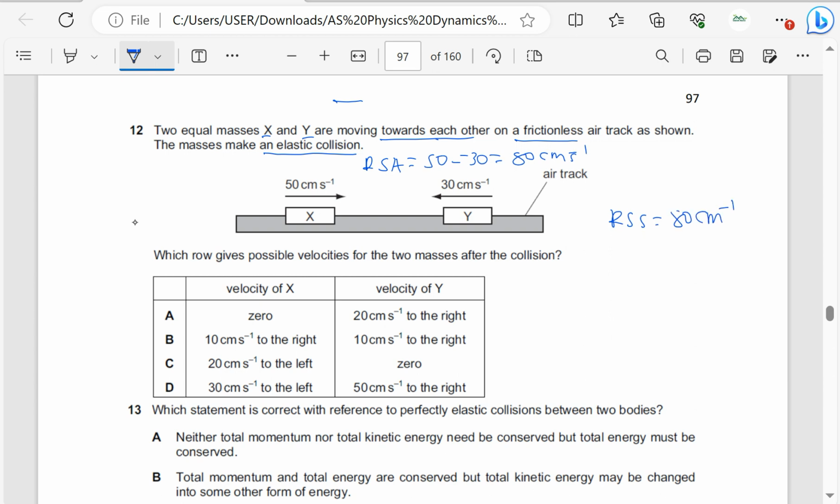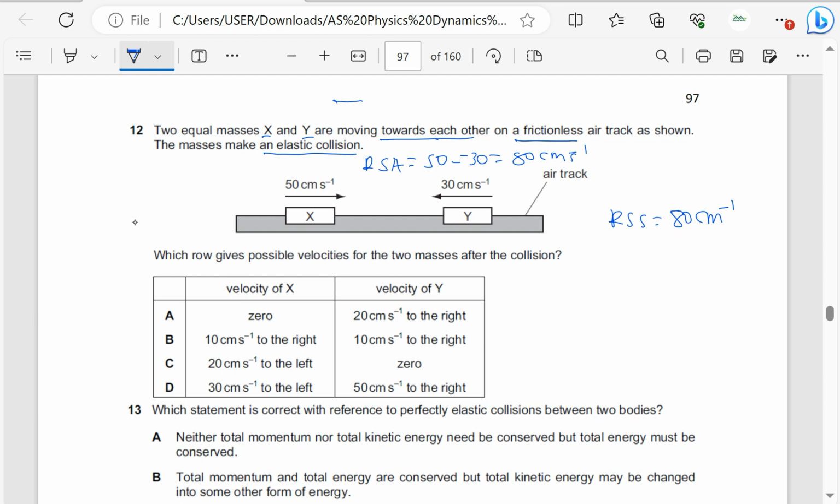Remember, a mass which had a higher speed cannot rebound with a higher speed. It is only the one which had a lower speed that could have a higher speed. But the one which had a higher speed before the collision cannot still have a higher speed, or it cannot have the same speed, if the collision was elastic.